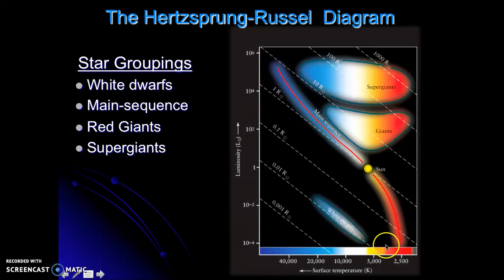Those red dwarf stars, of course, we don't see a lot of them because they're so dim, but there's definitely a lot more of them because they live a lot longer. Okay, we tend to see a lot of these brighter stars up here that are living out their lives a lot faster, eventually dying off as giants, and then the really massive ones dying off as supergiants.